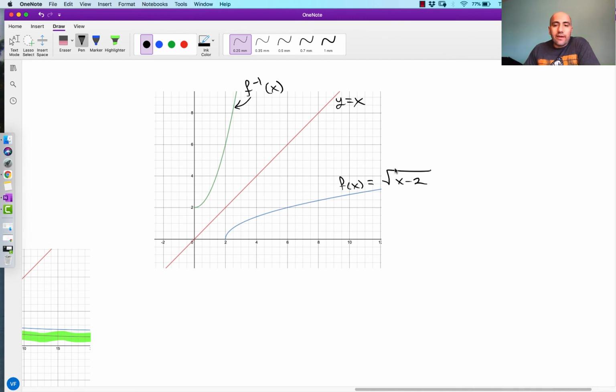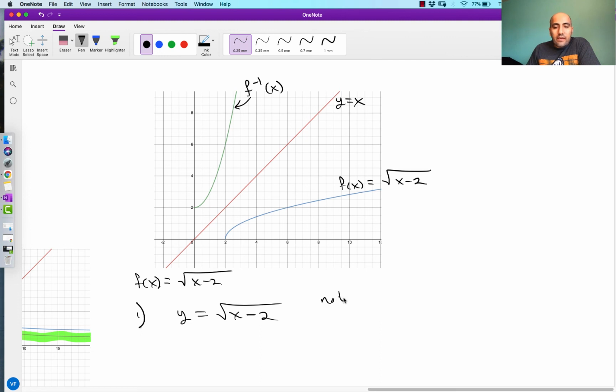And how do we find it? Let's go through our step-by-step process. So, given that we have f of x equal to the square root of x minus 2, remember the step-by-step process. Number 1, we're going to rewrite this away from the function notation style and rewrite it as y equals the square root of x minus 2.